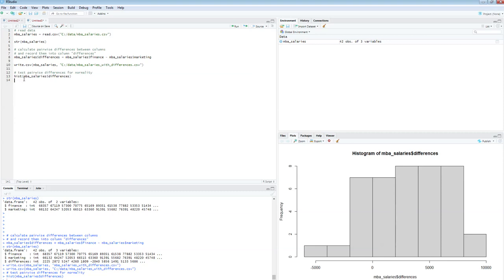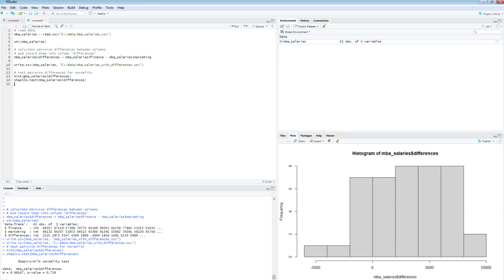So, well, let me ask two gentlemen, Shapiro and Wilk, right? I'm going to say, hey, let's test the data for normality. And again, the null hypothesis for the Shapiro-Wilk test is always that data are normally distributed. Alternative, data are not normally distributed. So I'm going to say shapiro.test, and the column that I'm testing is MBA salaries, dollar sign differences. All right, so the p-value is right here, 0.726. That is a high p-value, right?